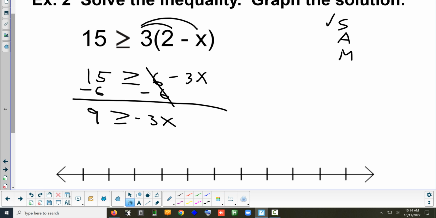Okay, what would be my next step? Yep, next step. Okay, divide each side by negative 3. Okay, I like that. I agree with it. And what should I do right away so I don't forget now? Yeah? Flip the sign. We just divided both sides by a negative. So let's flip it and have it point the other way.